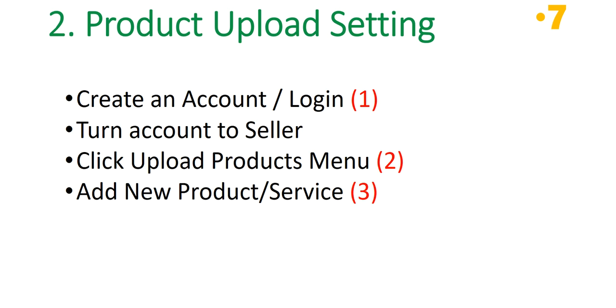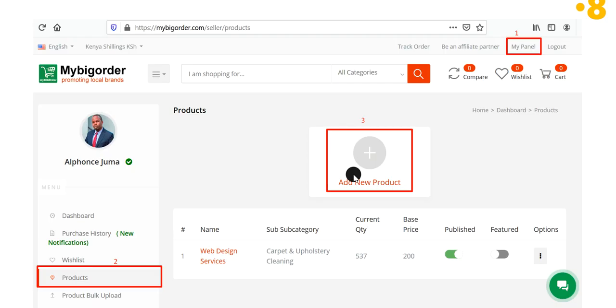Next is the product upload settings. So the first thing you need to do is create an account or log into your seller account. Remember, the same customer account is the same account that you can convert into a seller account. So once you've inserted your seller details, what you do next is click on the upload products menu and add new products. So right on your panel, click on the products menu and then you add a new product.